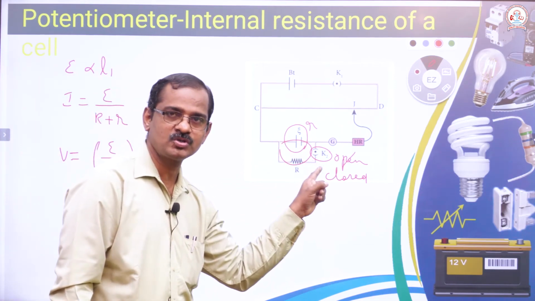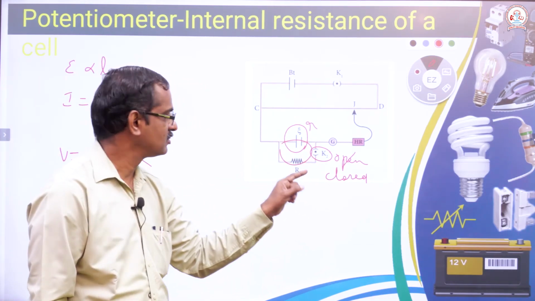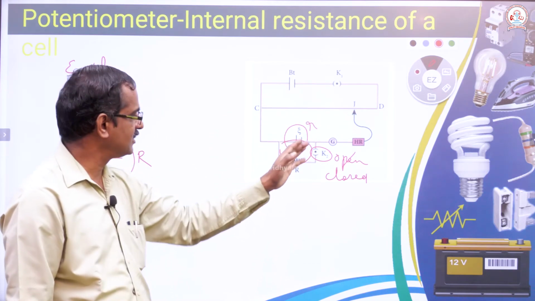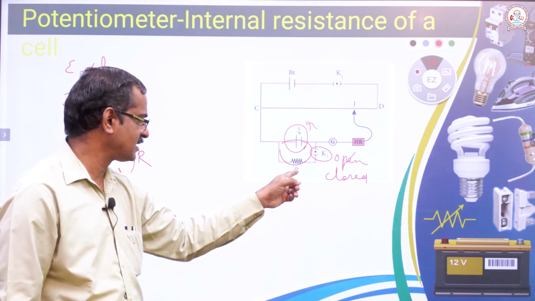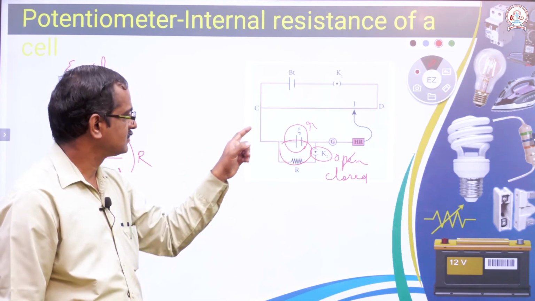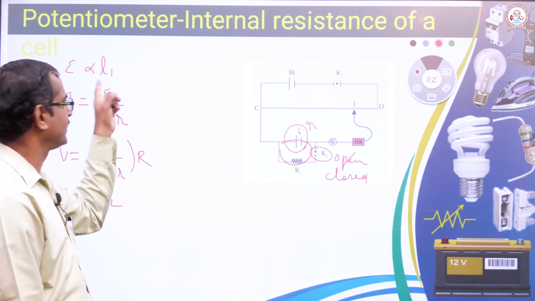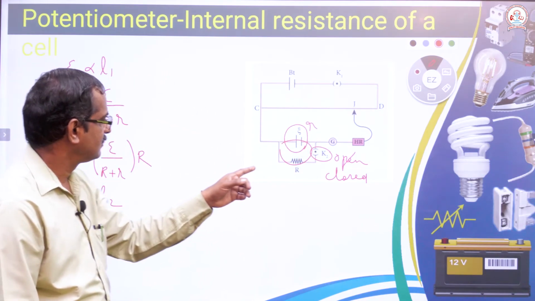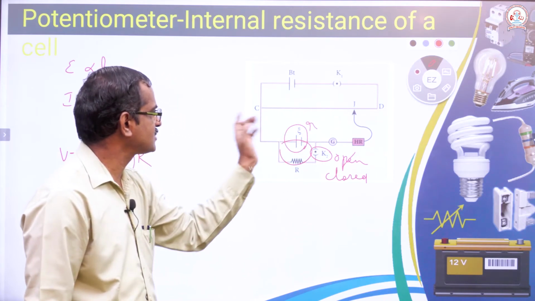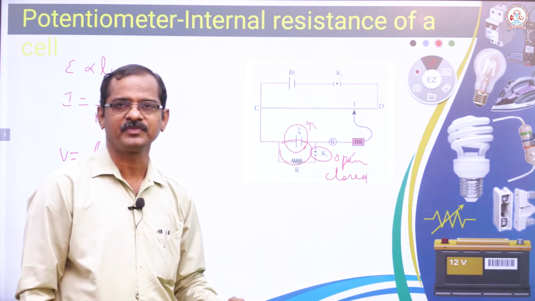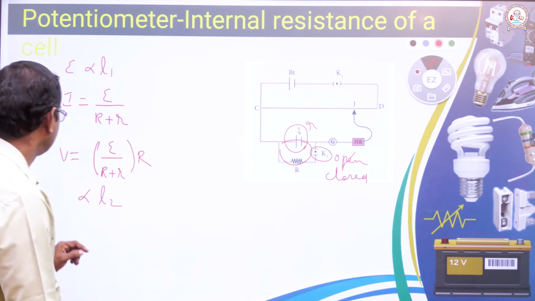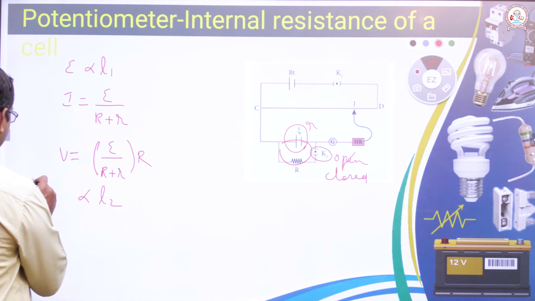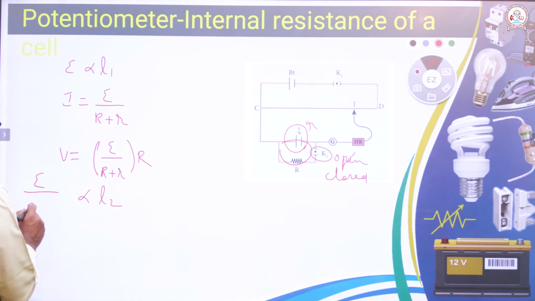When the key is closed, we find out balancing length. When the key is open, no current is flowing through the external resistance R. That time we are calculating balancing length, that we take as L1. Now we close the key, then we adjust the jockey on the wire and find out balancing length, that is L2. Now what we have is epsilon divided by R plus r into R, equal to L2.